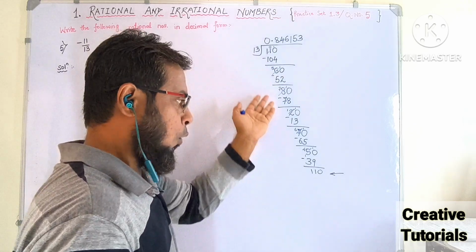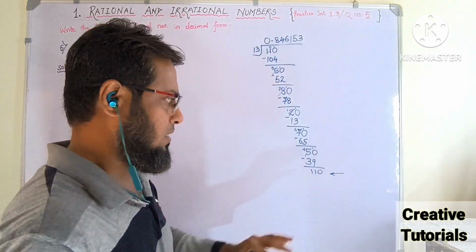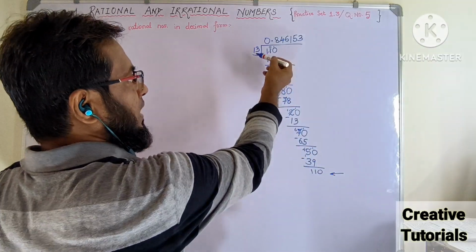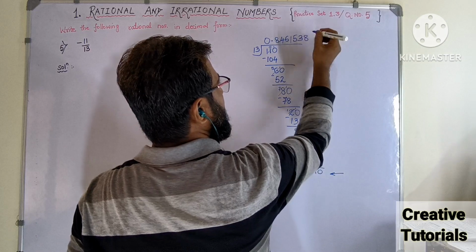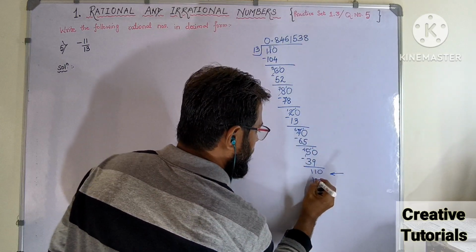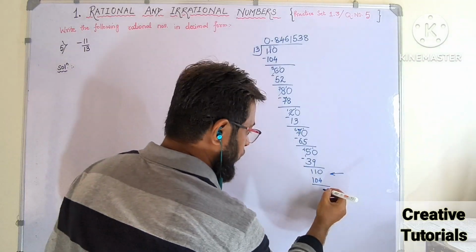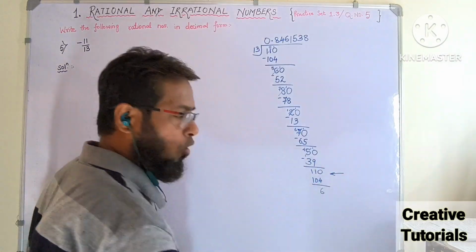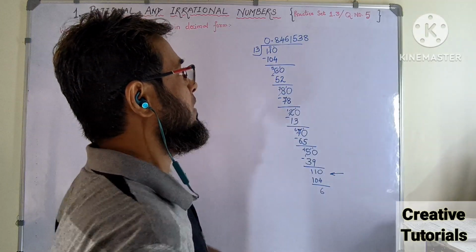Okay, so there is no point in carrying out the division any further, but even then we will just go one step ahead. 11 was here, so we had taken that 11. 13 eights are 104, so I will write 13 eights are 104, and 110 minus 104 will give me 6, and this will keep on going. Okay, so I have got my answer like this.